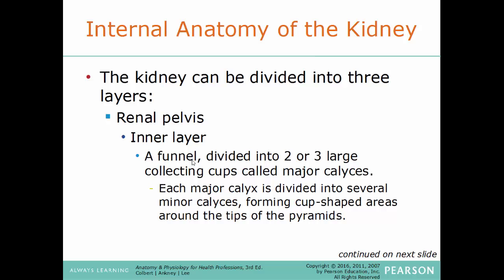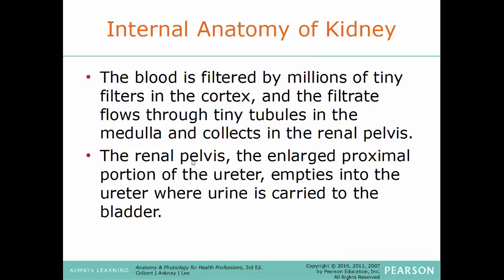Calyces is a plural form of that word. And each major calyx is divided into several minor calyces, forming a cup-shaped area around the tips of the renal pyramids. Now, the blood is filtered by millions of tiny filters in the cortex, and then that filtrate that's collected will flow through tiny tubules in the medulla and collects into the renal pelvis. The renal pelvis is actually the most superior end of the ureter. So the pelvis will empty into the ureter, where urine is carried on from there to the bladder.